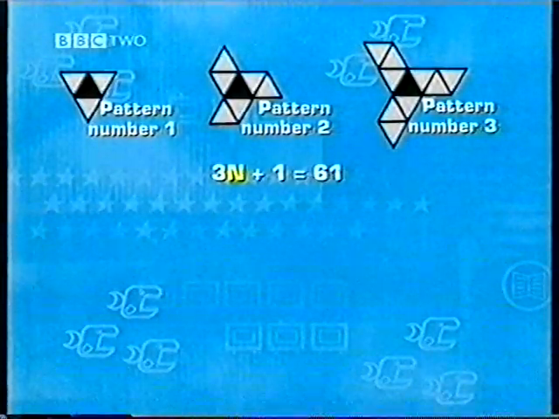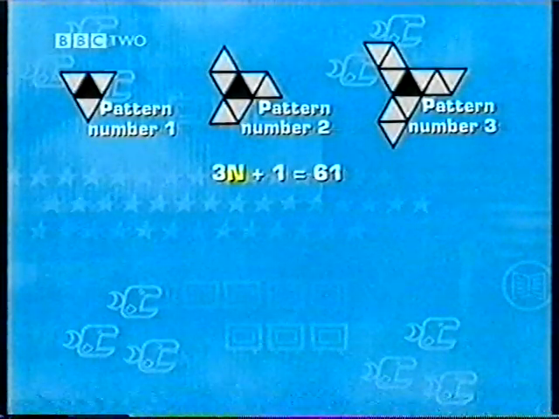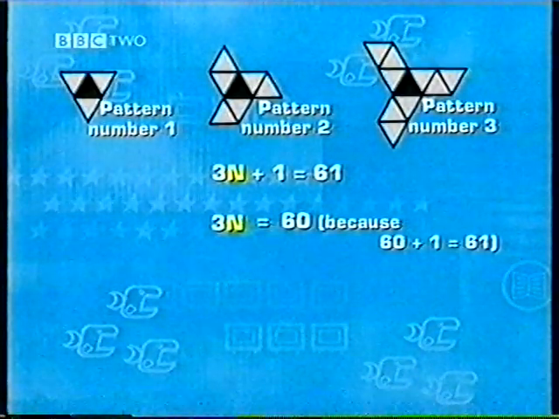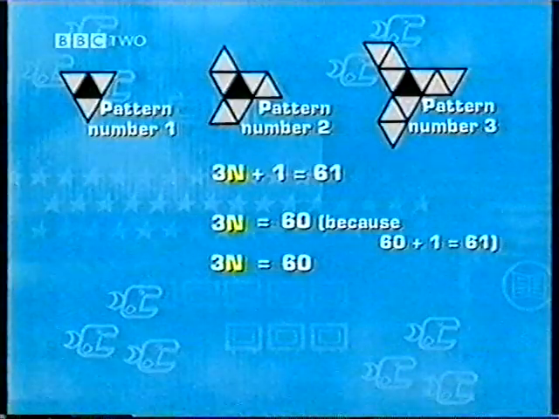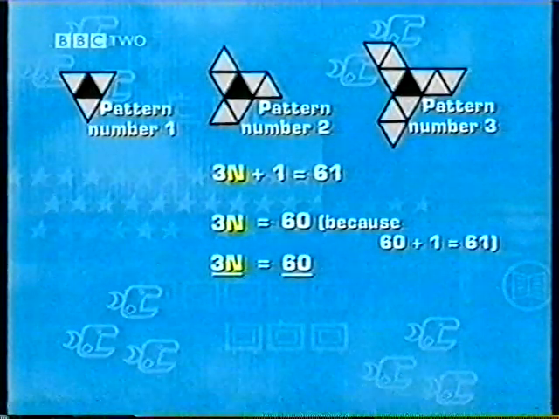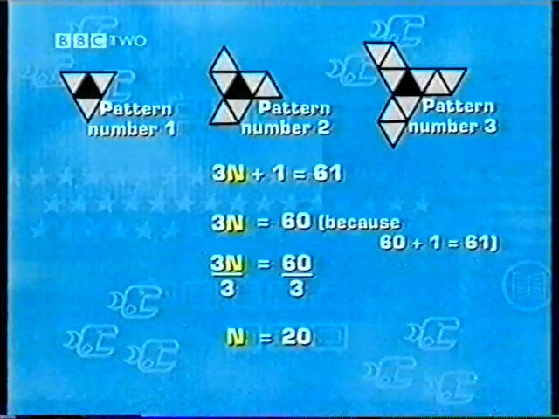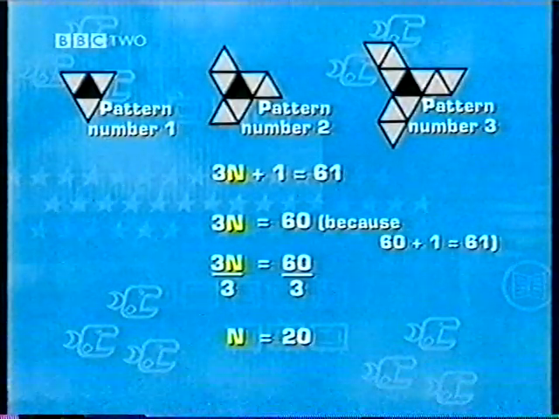3n plus 1 equals 61. So 3n will be 60. And if 3n is equal to 60, then n will be 60 divided by 3, which is 20. So the pattern number is 20. If you found this at all tricky, why not play back the answers so far and have another look? Otherwise, time to move on to Part D.